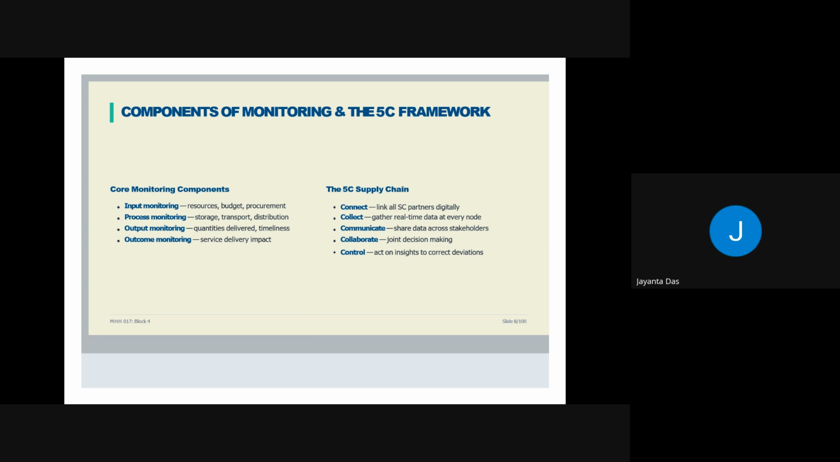So the 5C supply chain are: first is connect, link all supply chain partners digitally, try to be in one loop. Collect, that is gather real-time data at every node. Then communicate, that is share data across the stakeholders. Collaborate, that is joint decision making, and control, act on insight to correct deviations. So these are the 5 C's in this supply chain. And on that basis, if we can understand and monitor, the result will be very good.